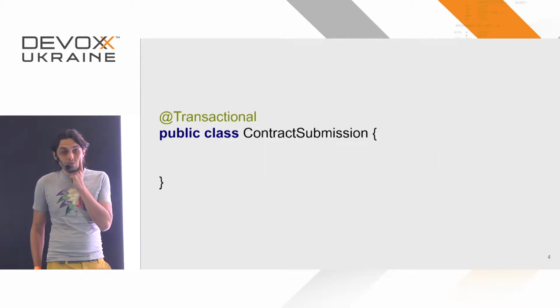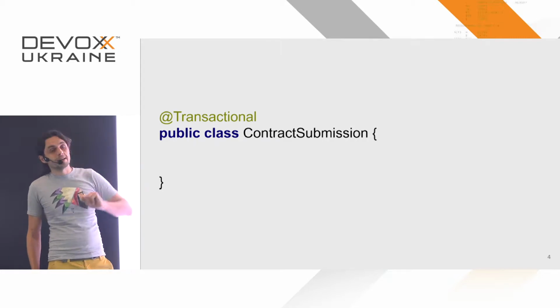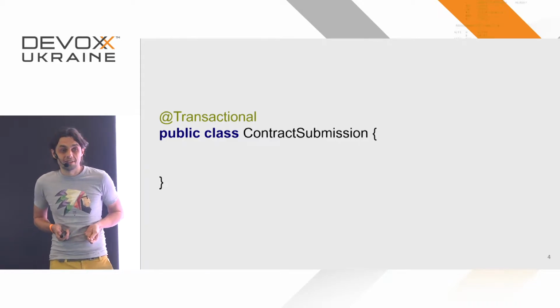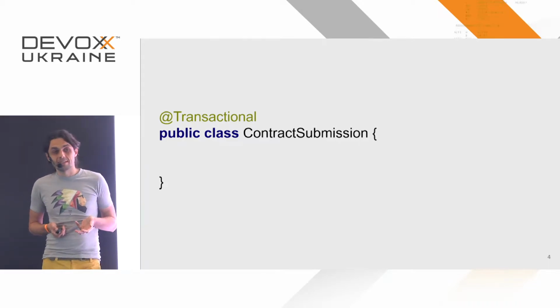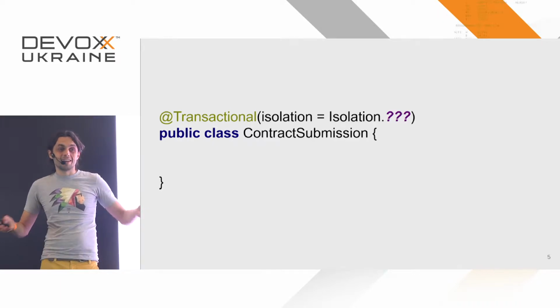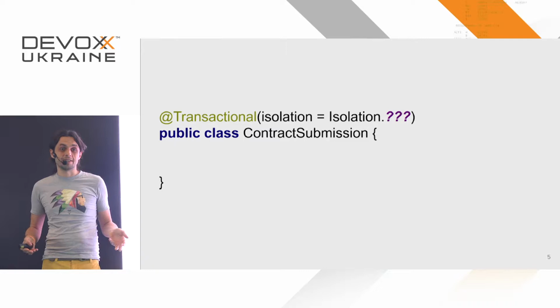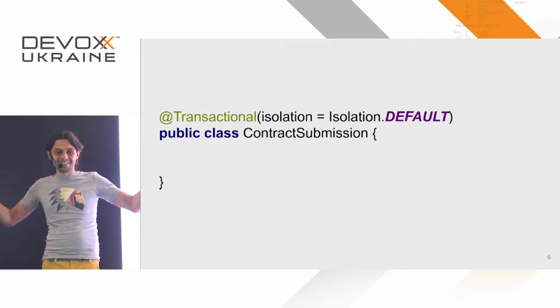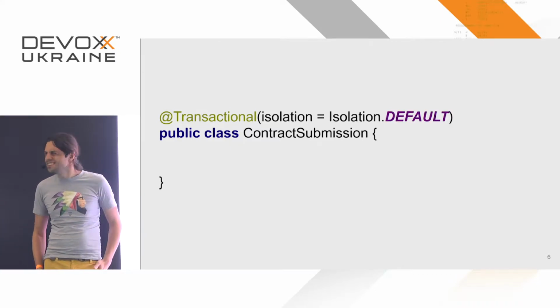So what do you do when you have this kind of code and you have to go deeper inside this transactional annotation? What do you have inside any annotation? Well, of course, you have parameters. And inside the transactional annotation, we have the isolation parameter. And what value should we put there? And of course, the correct answer is this: default. And what is this default?